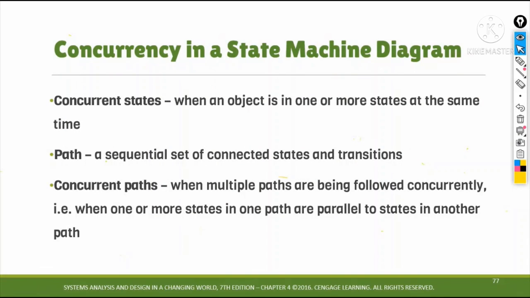To give you a definition: concurrent states is when an object is in one or more states at the same time. A path is a sequential set of connected states and transitions. Concurrent paths is when multiple paths are being followed concurrently. For example, when one or more states in one path are parallel to states in another path.